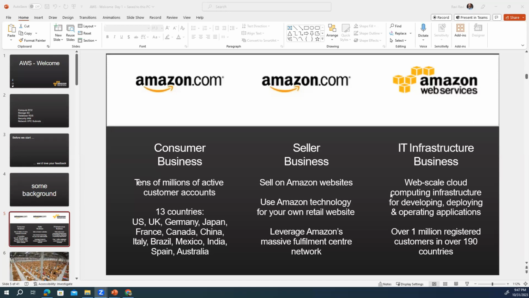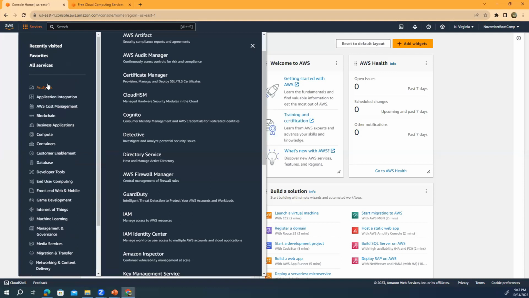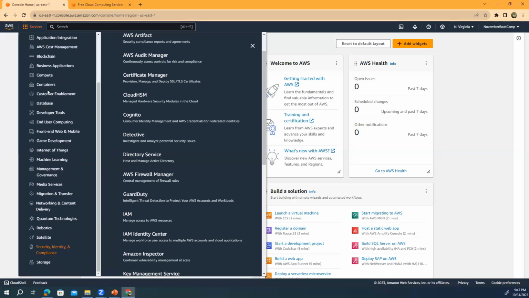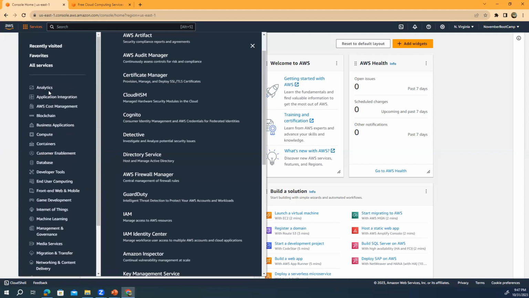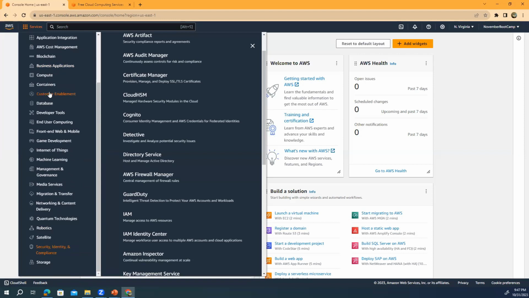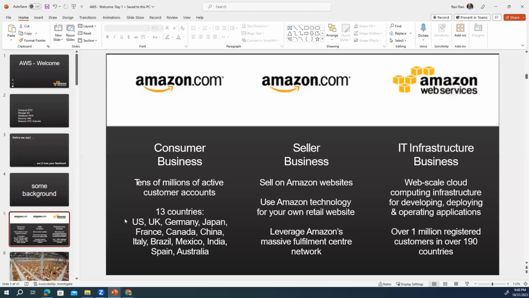That means it is cloud computing, for the purpose of doing all the services I have shown you here. These services you don't find in any other cloud service provider. The services are enormous, from pin to plane. Not that we are going to learn all these particular services. Whatever services are required for data engineering and data analytics, we'll be discussing in depth for sure. So right now, Amazon is a consumer business, a seller business, along with its IT infrastructure business as well.